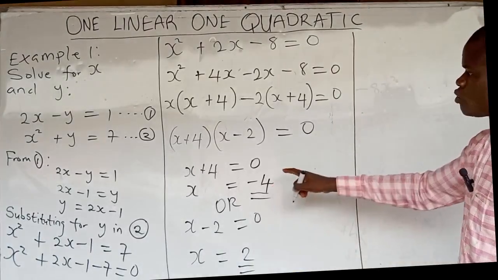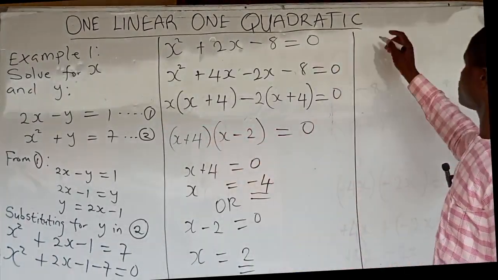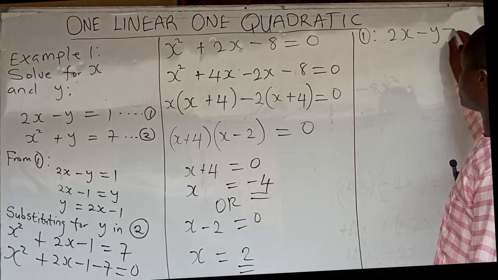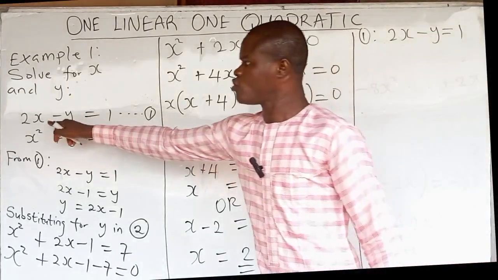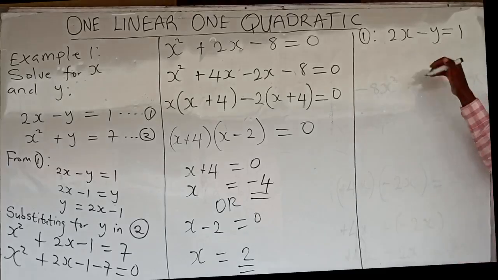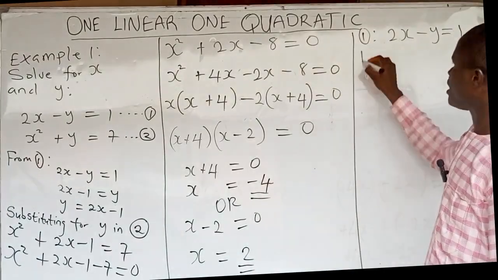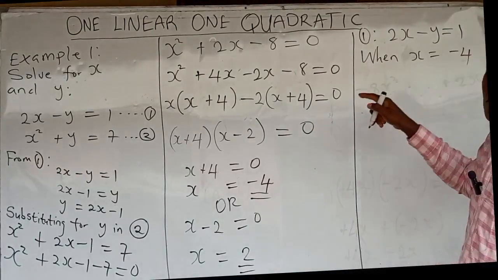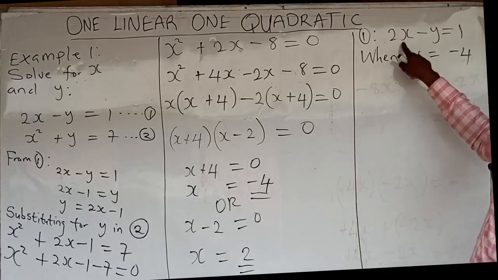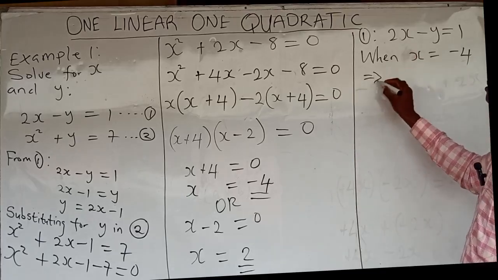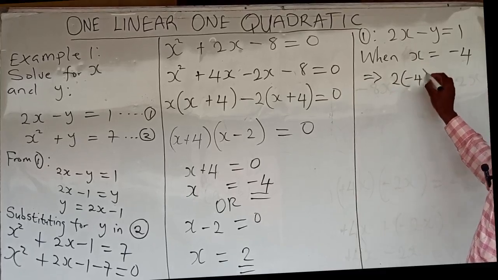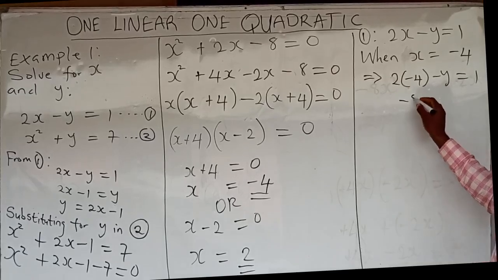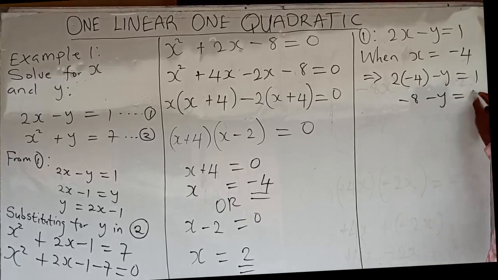So let's begin with this. So we're going to use equation 1. Equation 1 says 2x minus y is equal to 1. This is what equation 1 says. So I'm now going to come here and say when x is equal to minus 4, I will just substitute minus 4 here. So this implies that 2 bracket minus 4 minus y is equal to 1. So 2 times minus 4 will give us minus 8 minus y equal to 1.